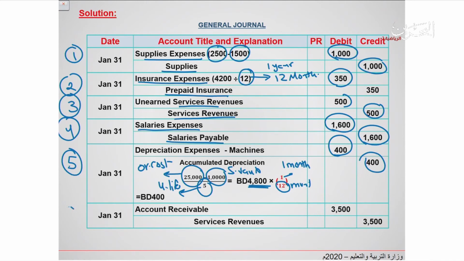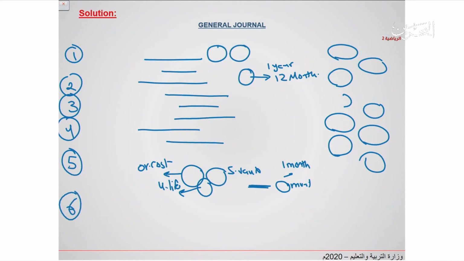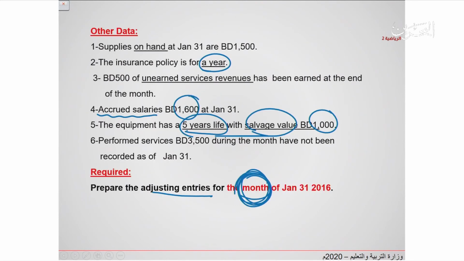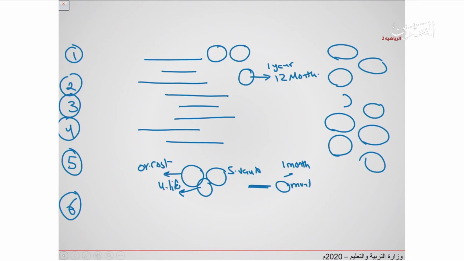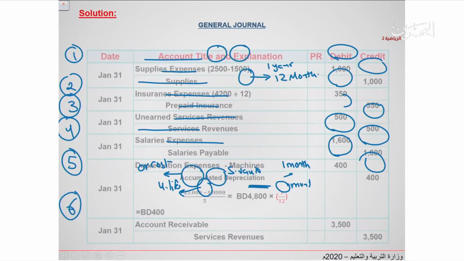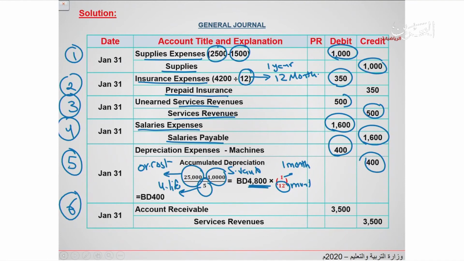Let's see the last transaction. Performed services of 3,500 during the month have not been recorded. So I will go to prepare the general entries. I put accounts receivable in debit side and service revenue in credit side, 3,500 in debit side and credit side 3,500.